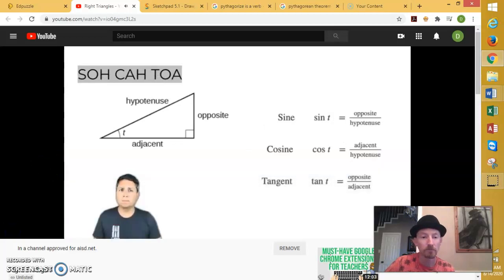Now it's time for SOHCAHTOA. I know you've heard this before. It's a mnemonic to help you remember the 3 basic trig functions: sine, cosine, and tangent. Now, what is a trig function? I can put sine 30 into my calculator and hit enter, but what does that answer mean? Let's look at an example.